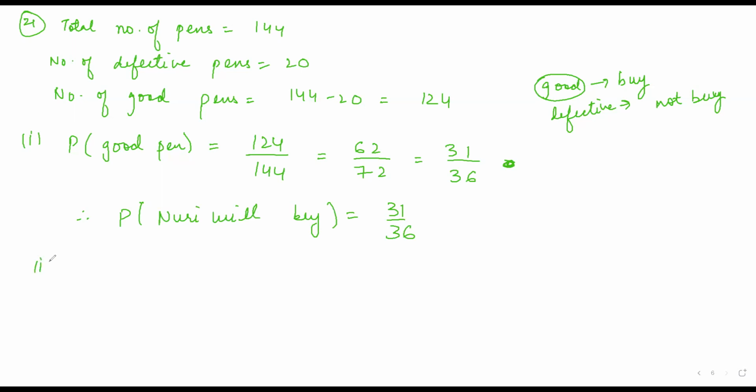Now the second part, that she will not buy it. That means you want the probability of a defective pen, correct? Yes, ma'am. So it can be done both ways. The probability of defective ones will be 20 by 144. Now what is the answer? 4 into 5 is 20 and 4 into 36 is 144. So it is 5 by 36, right?